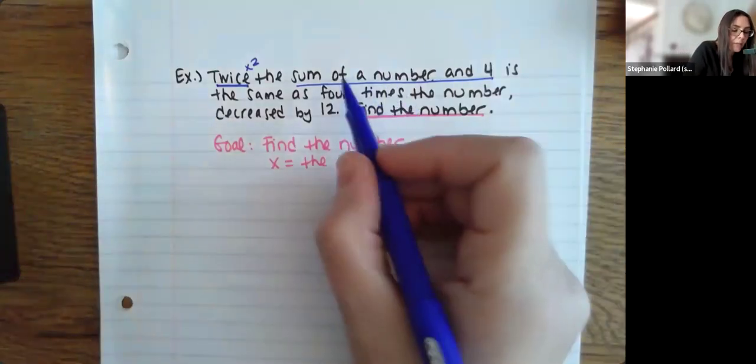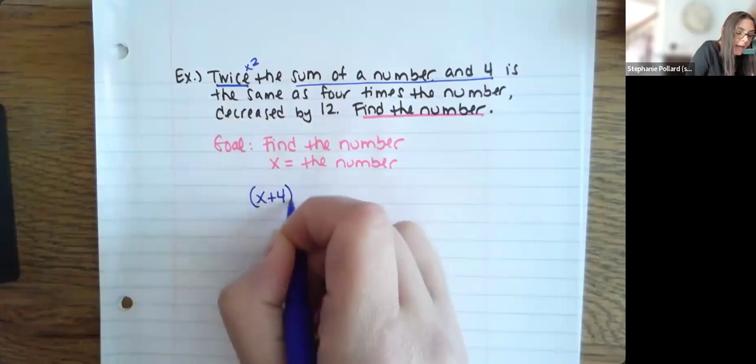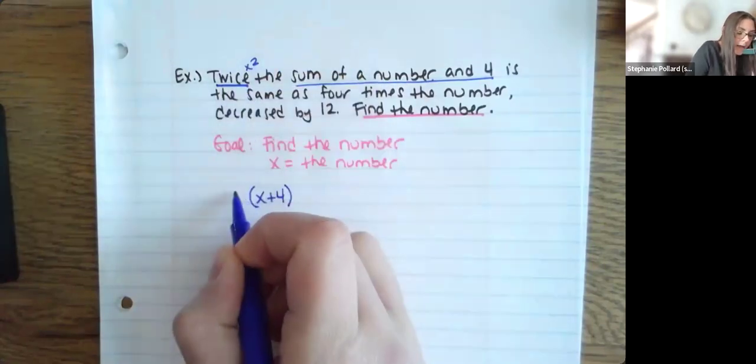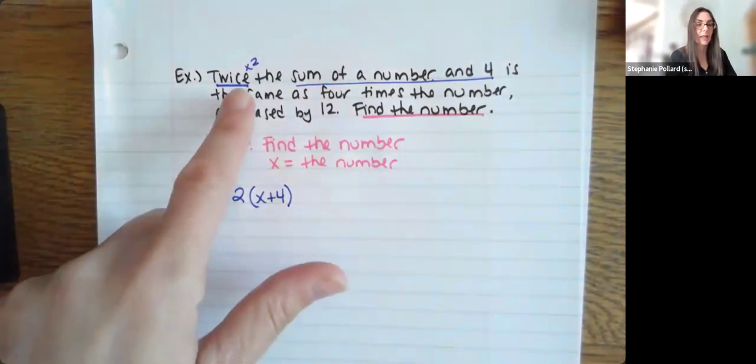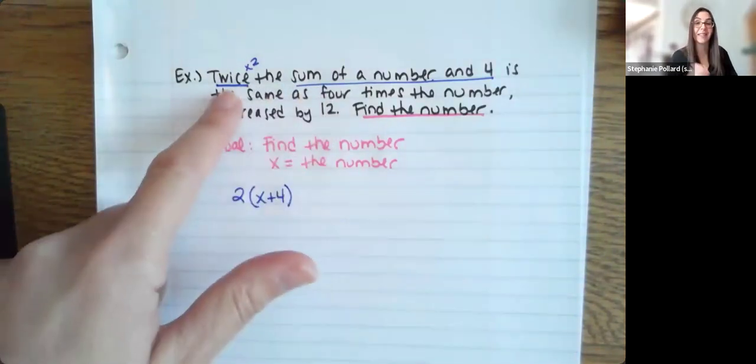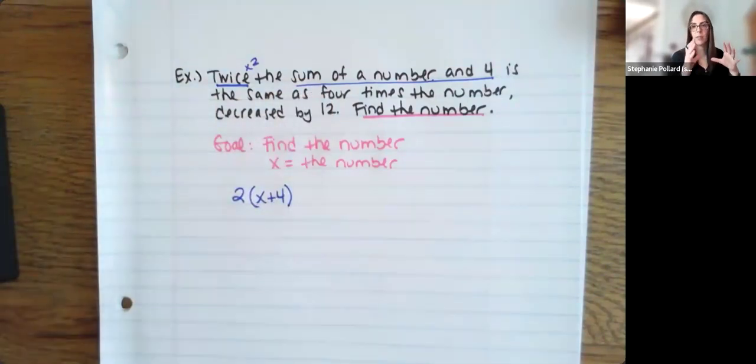So that sum of a number and 4, which is x plus 4, is sort of staying together, and the whole thing is getting multiplied by 2. So this one's a little trickier. When you see twice the sum or twice the difference for subtraction, then you're multiplying by the entire sum or difference there.